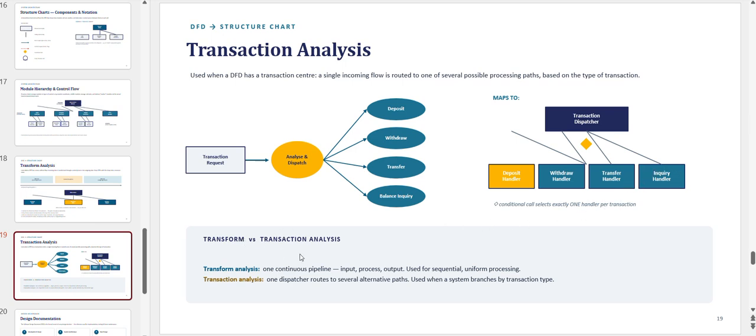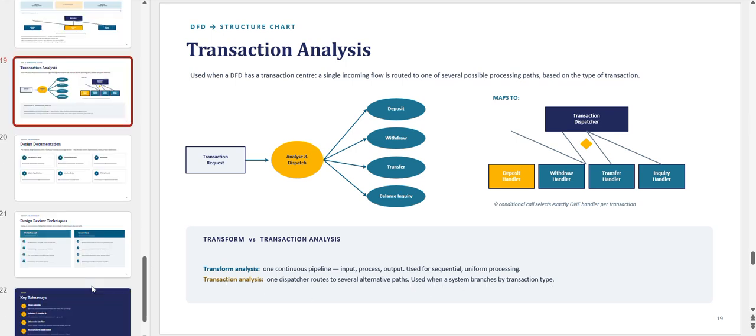Now transform versus transaction analysis. Transform analysis is one continuous pipeline. In this, input, process, output, used for sequential uniform processing. Transaction analysis is one dispatcher that routes to several alternative paths, used when a system branches by transaction type.